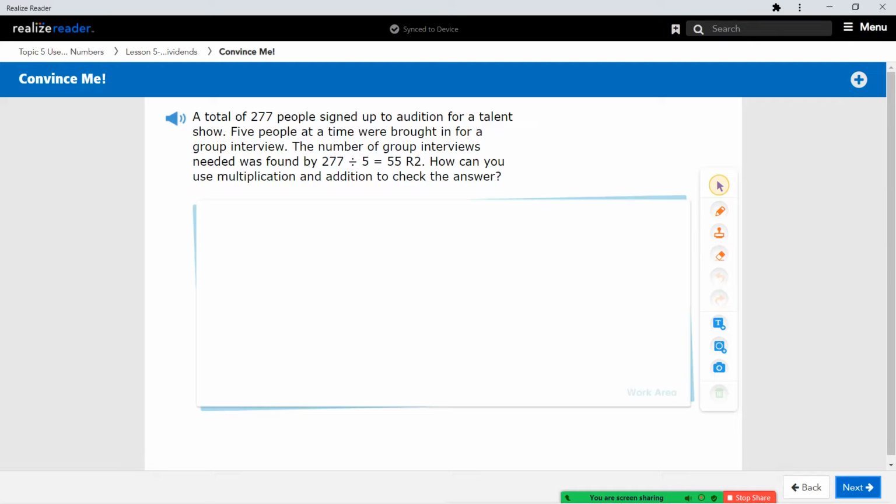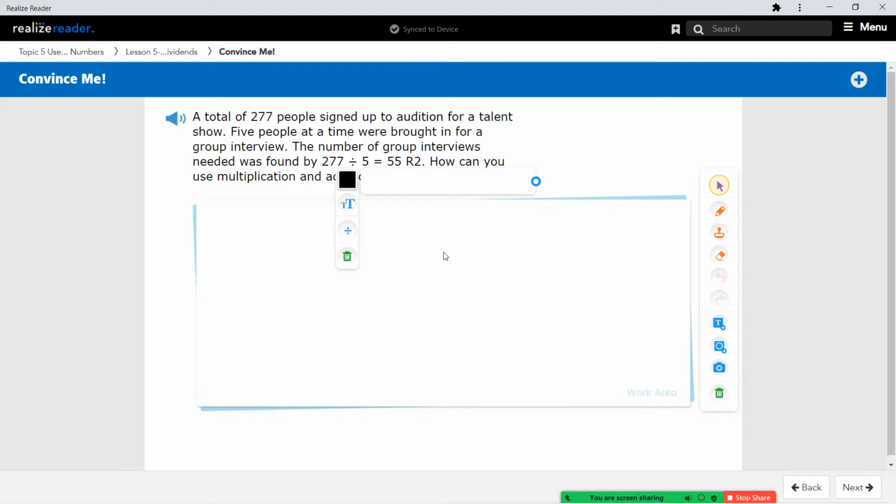Now for this question, it says a total of 277 people signed up to audition for a talent show. 5 people at a time were brought in for group interviews. The number of group interviews needed was 277 divided by 5 was 55, remainder 2. How can you use multiplication and addition to check your answer? So remember, anytime you do any kind of operation, you want to check your work. You want to make sure that you're doing it correctly.